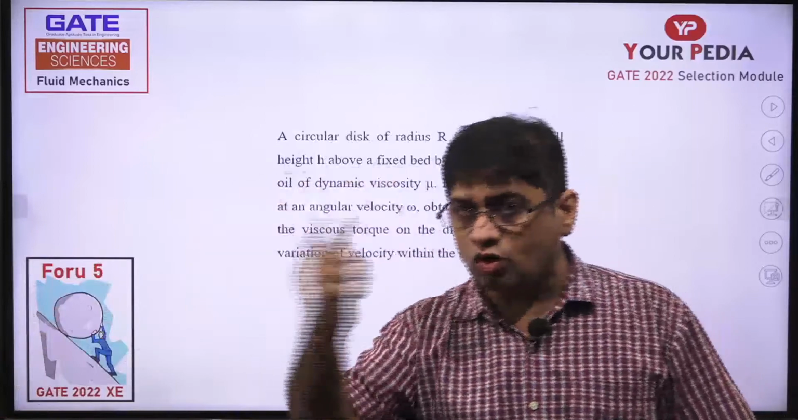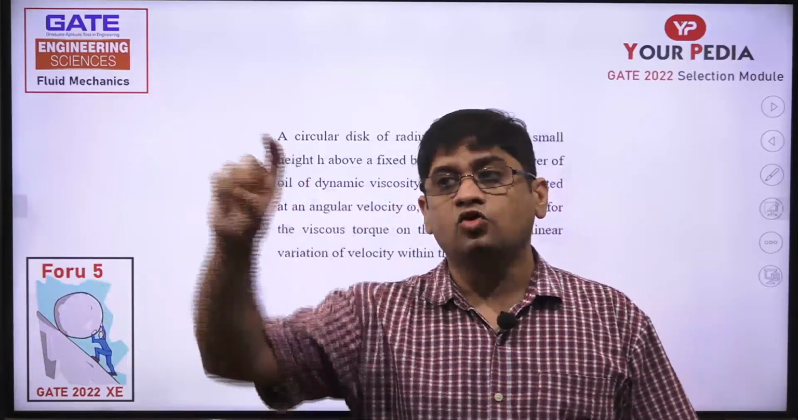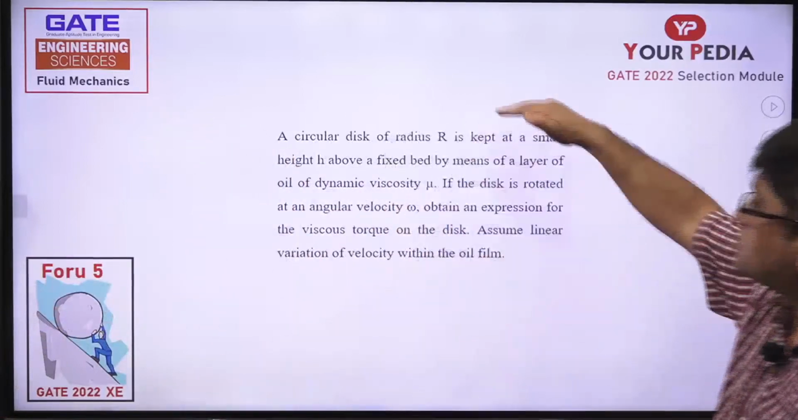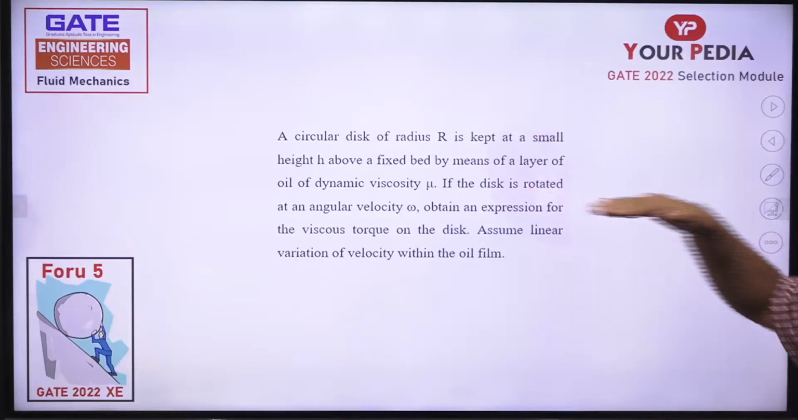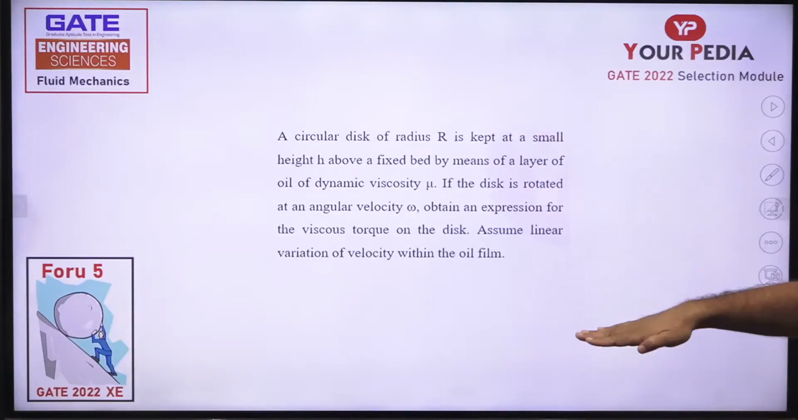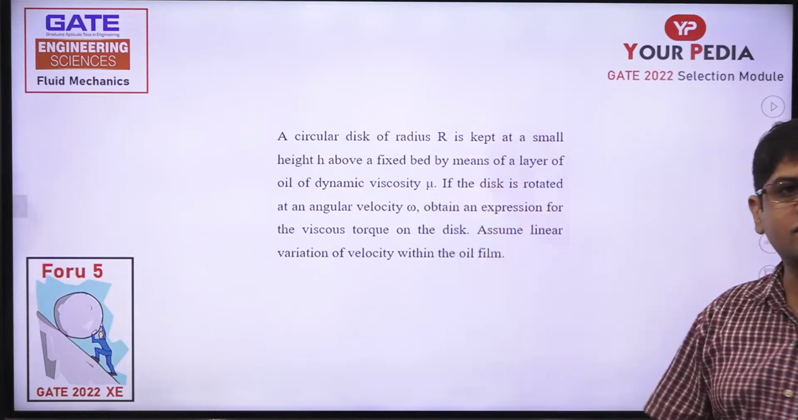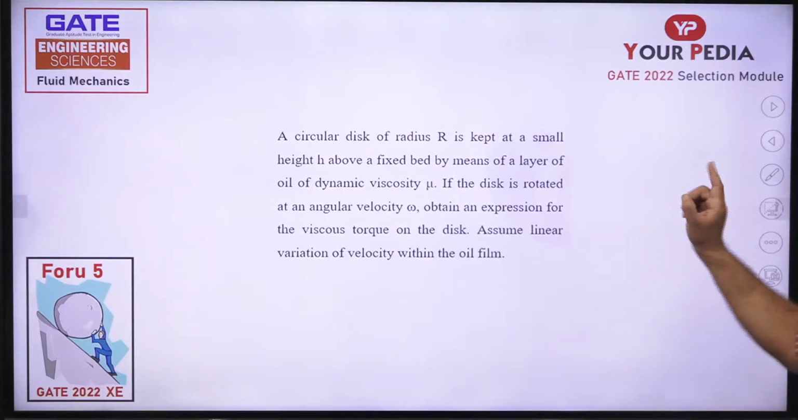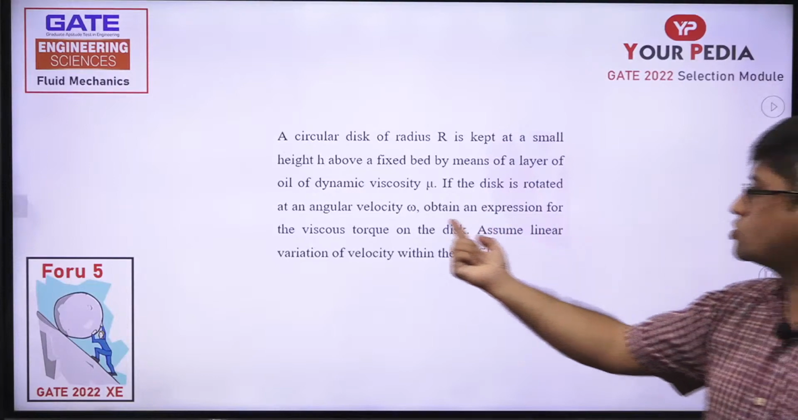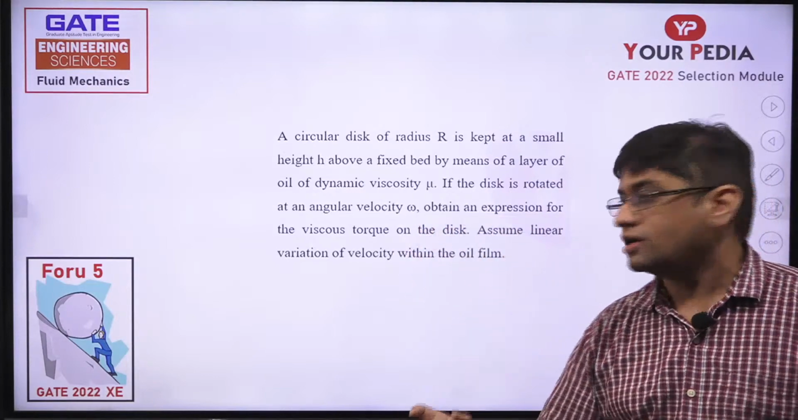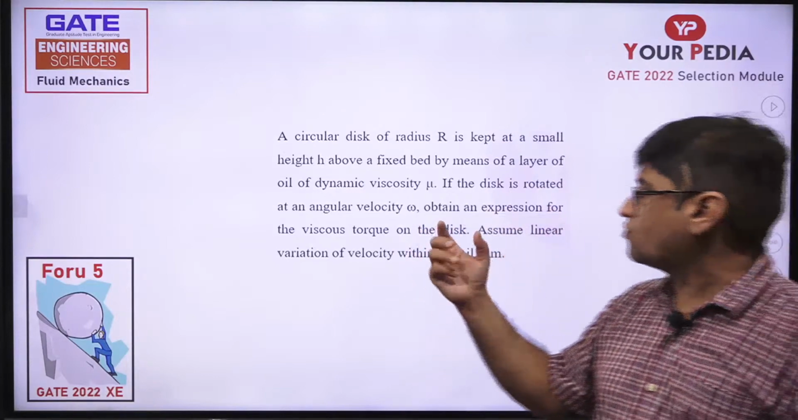Relative velocity between two components is required to get du by dy. Now this is a new system. There is a circular disc of radius r kept at some height above the bed, and there is a liquid of dynamic viscosity mu between these two, and the disk is now rotated at angular velocity omega. You have to find out the expression for viscous torque.